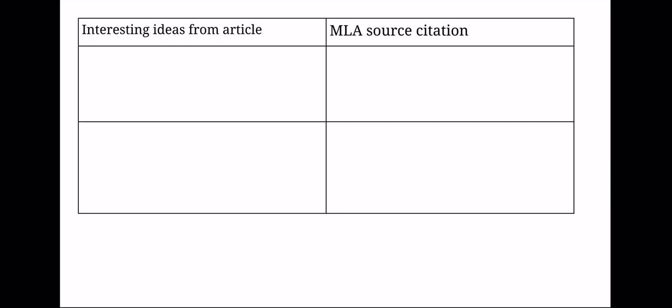If you're using Gale, this is going to be super easy. You take what you want from the article, copy and paste it into the first box. Take the source citation at the bottom, copy and paste it into the second box. Do that for 2 articles and you're done.